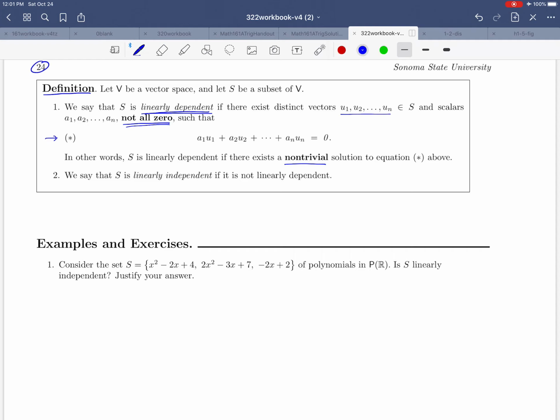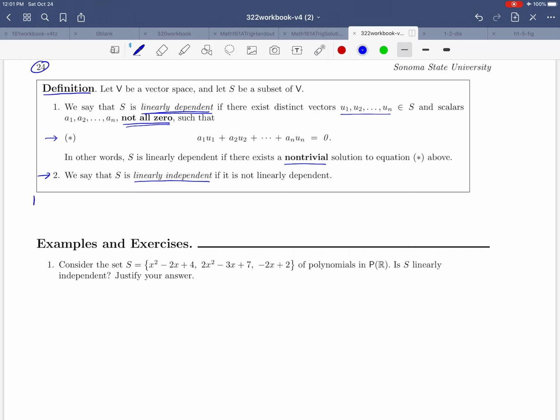Okay, and we want to make another definition. What would it mean then to say that a set is linearly independent? Well, this definition tells us that it's the negation of linear dependence. A set is linearly independent if it's not linearly dependent. That kind of makes sense to define it that way, but what does it really mean when we say that S is linearly independent? It'd be nice to have kind of a picture in our mind of what we're saying there.